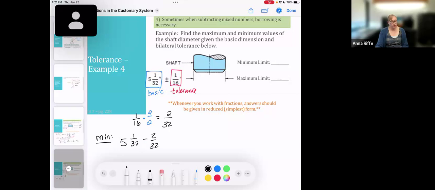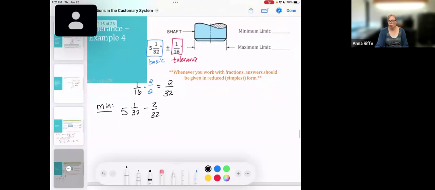We're talking inches here, so negative numbers don't really make sense in this context. If I tried to subtract those two fractions, 1 minus 2 would give me -1. I can't really do that. So maybe let's rewrite this. I'm going to rewrite it vertically. Sometimes that helps with visualizing. I have 5 and 1/32 minus 2/32. I'm going to borrow 1 inch from the 5.